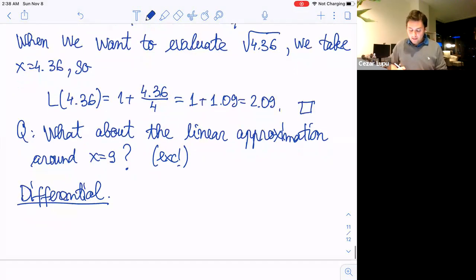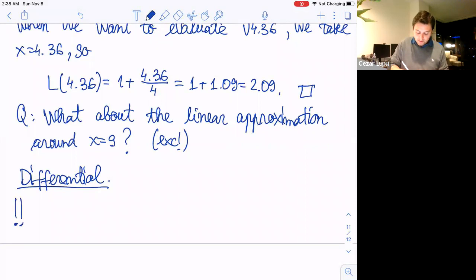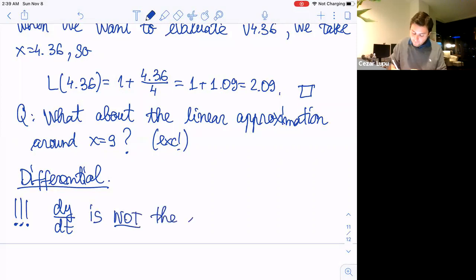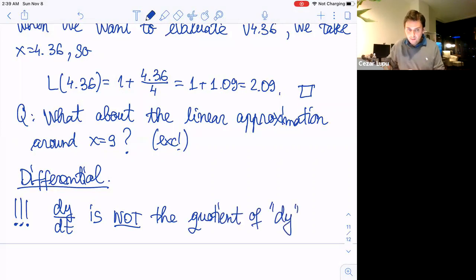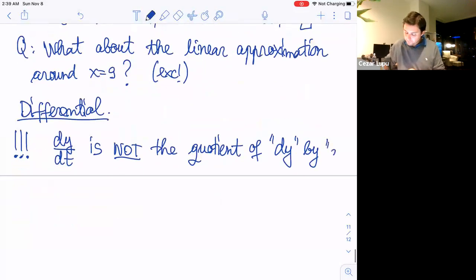So we know at this point, and let me say this again, because you have seen dy over dt, dx over dt, but we say dy over dt, and this is not the quotient of dy by dt. Right? Keep this in mind. This is very important.